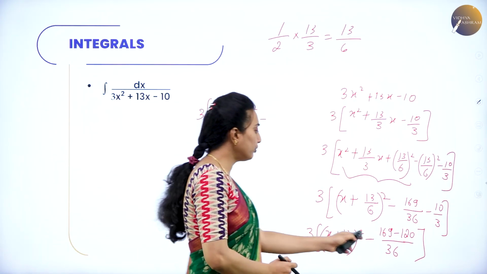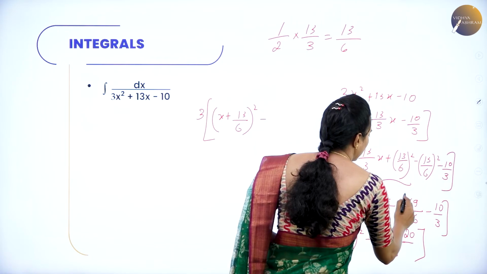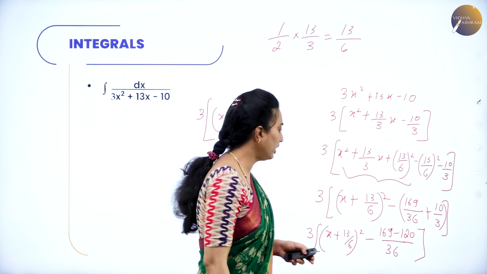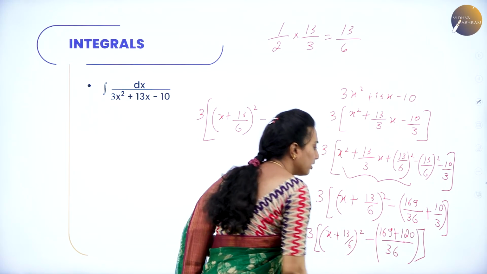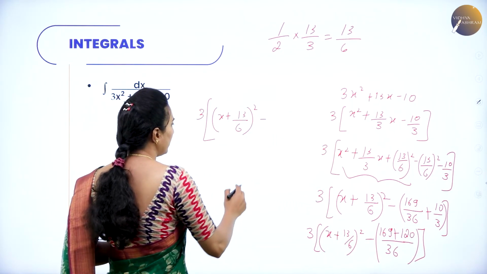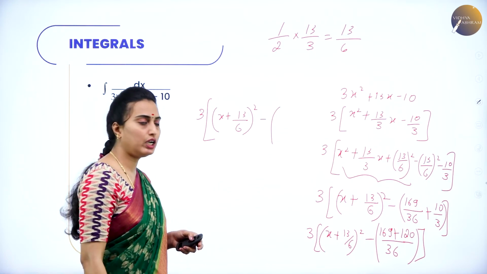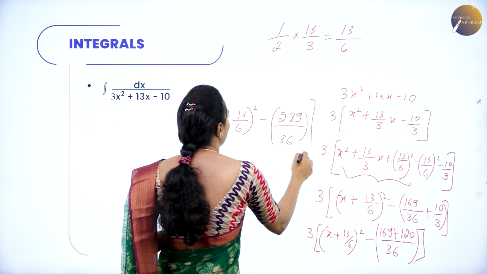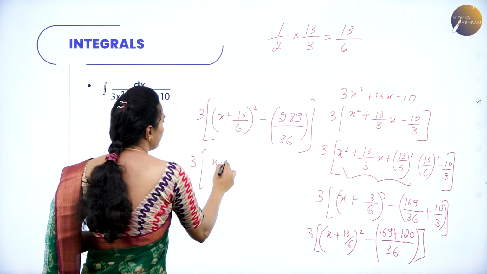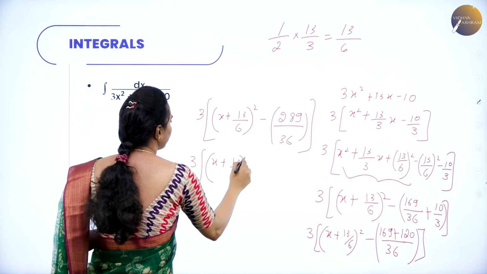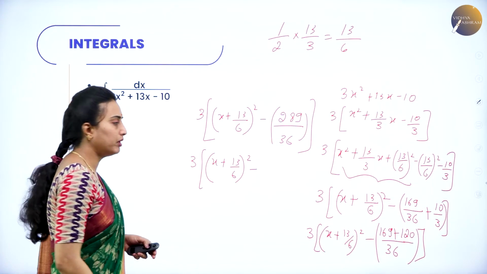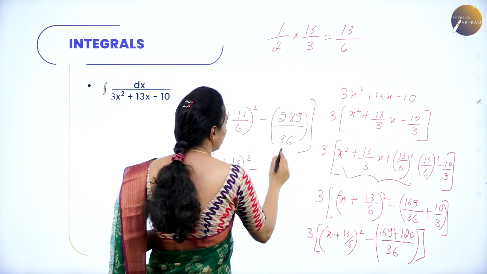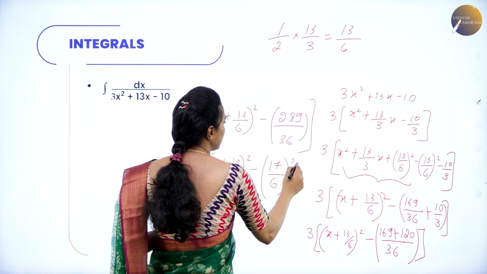equal to... if you take the minus sign as a common factor here, it will become minus of 169 plus 120. So therefore you have minus of 169 plus 120, which becomes 289, divided by 36. Now here you have 3 into (x + 13/6) whole squared minus 289 over 36. 289 can be written as 17 squared, isn't it? Which gives 17 divided by 6 squared. So (17/6) whole squared.